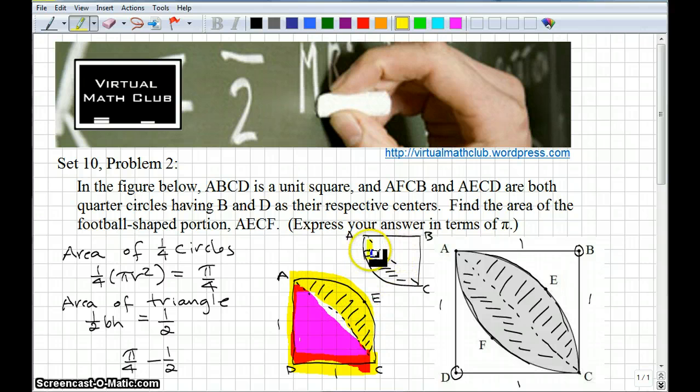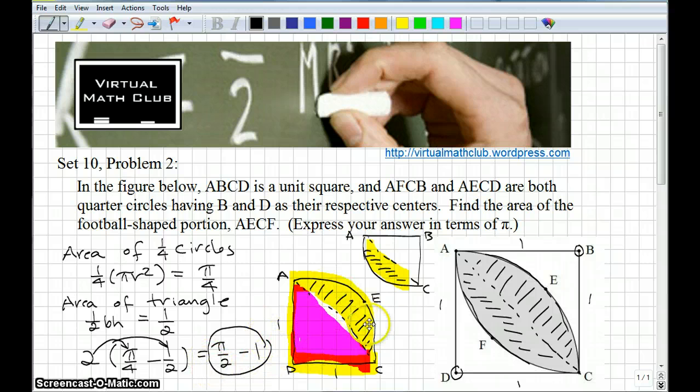But we've actually got two of those, right? We've got this shaded region and we got this shaded region. So let's multiply that by 2, okay? And we use the distributive property, and we multiply both things inside the parentheses by 2. So that gives us pi over 2 minus 1, okay? So that is the answer. Alright, so we've got 2 of these little half footballs, okay? And the half football is just the quarter circle minus the triangle. And we got 2 of those, so we get pi over 2 minus 1.